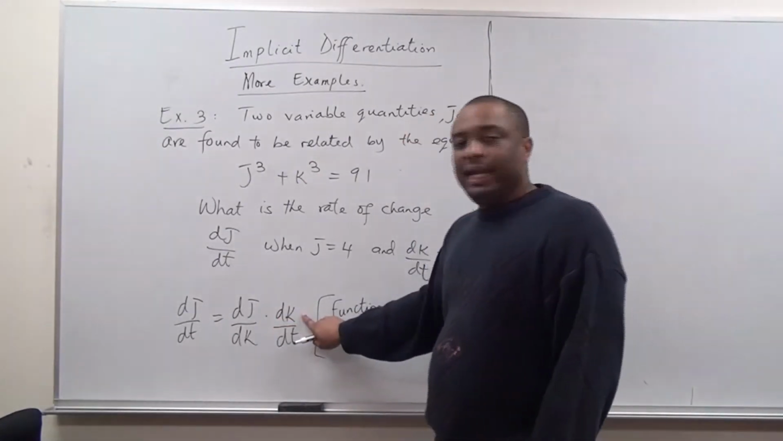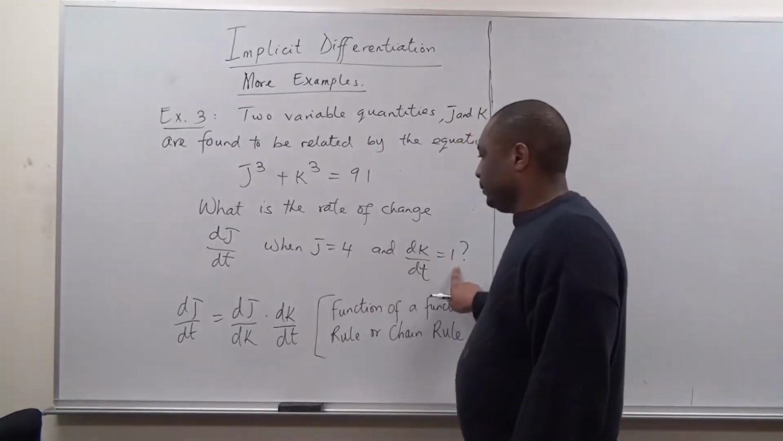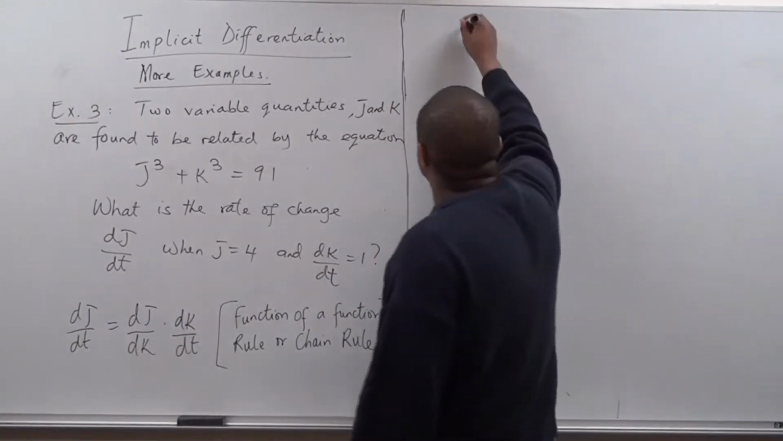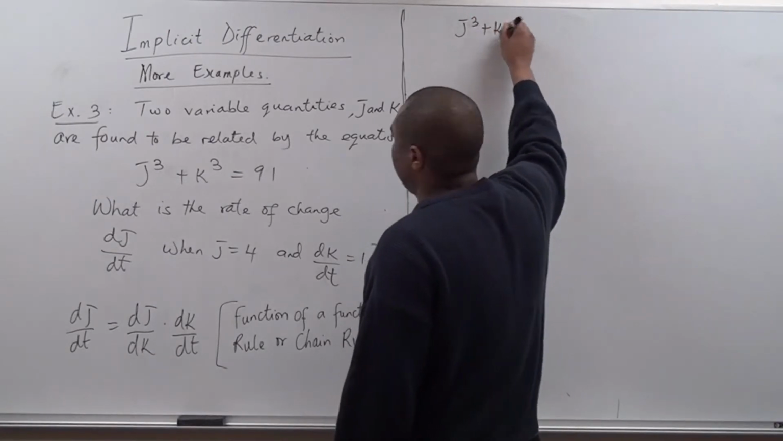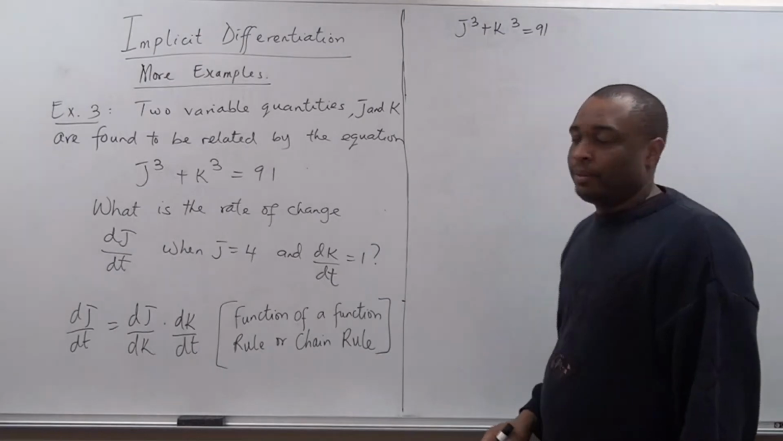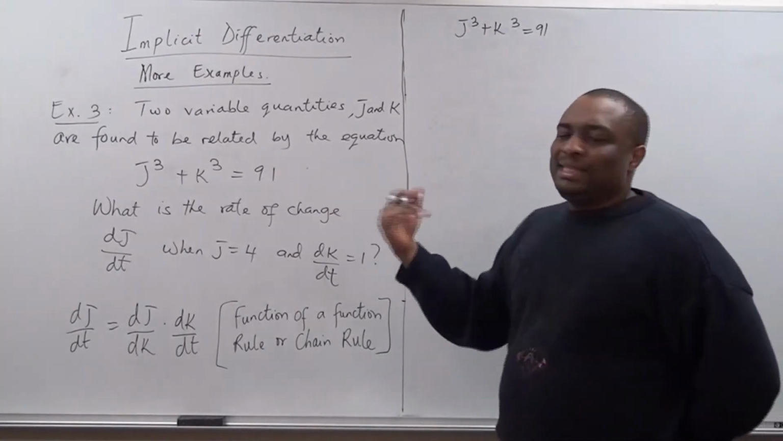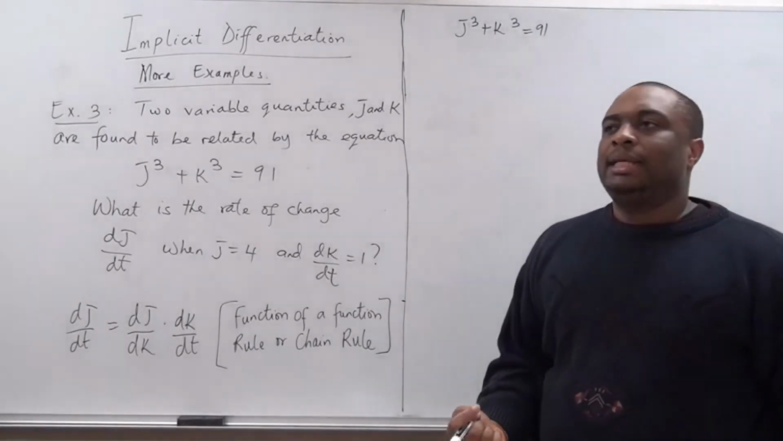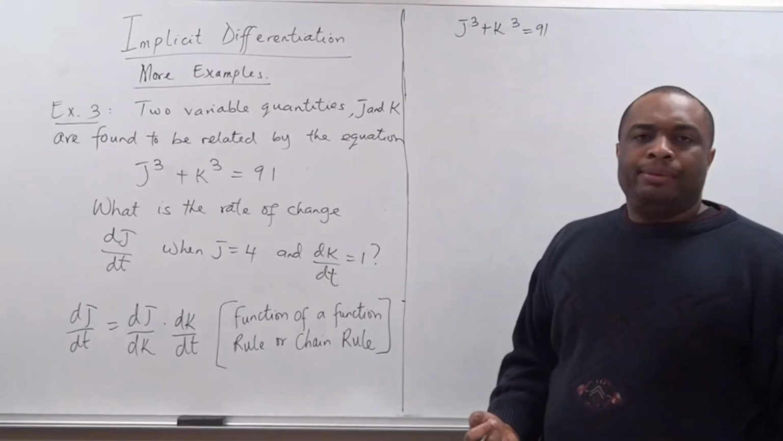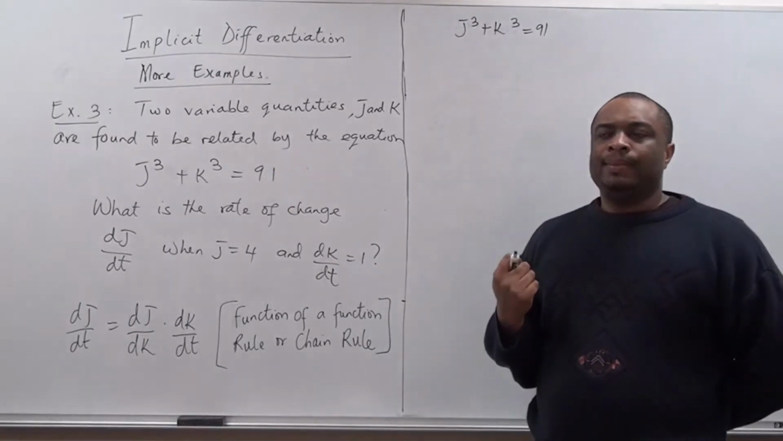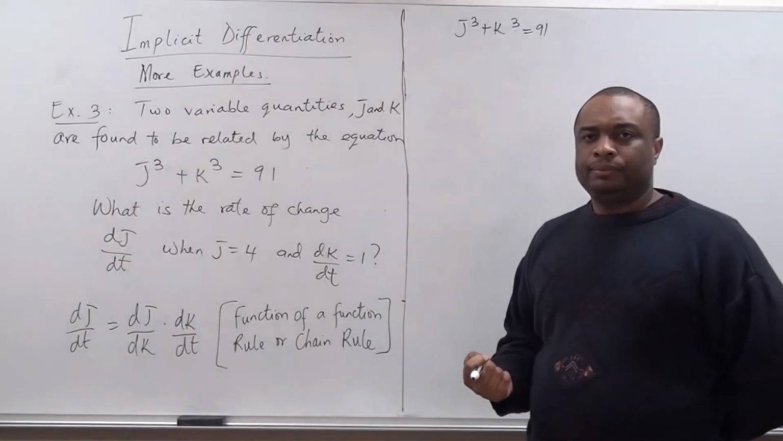So we know dk dt. dk dt is 1. So let's find dj dk. Now we have j cubed plus k cubed to give us 91. We want to find dj dk. So what does this tell you? What variable do you think is the dependent variable? And what variable do you think is the independent variable?